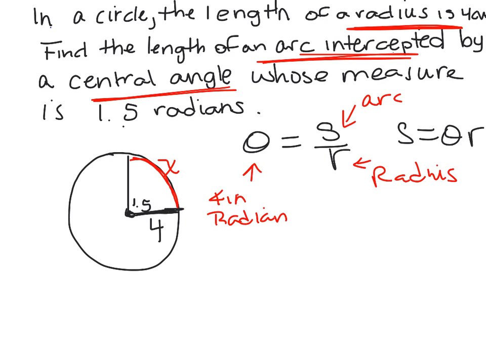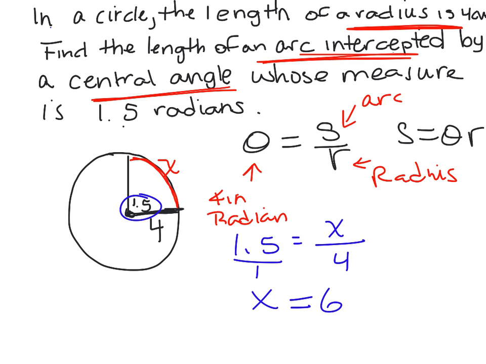All right, so now you're just going to plug everything in. My angle is in radians, so it's 1.5 equals S, which is the arc, X, over the radius, which is 4. So I'll cross multiply, and we get X is equal to 6. All right, let's take a look at the next one.